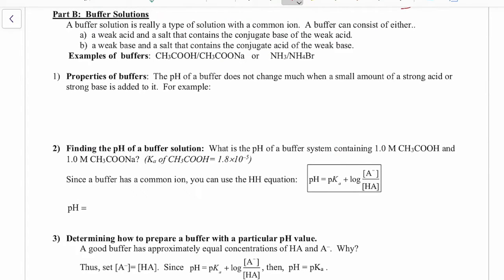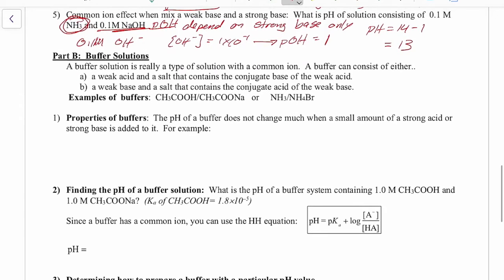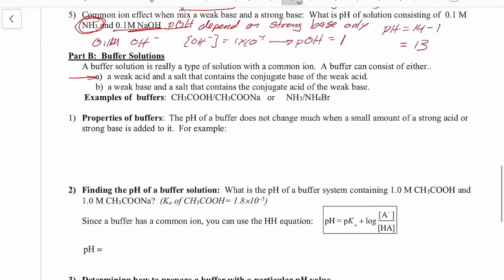All right, now, buffer solutions. A buffer. The reason we call it a buffer is because it's a solution that withstands a change in pH. The reason it's able to do that is because you've got either a weak acid and its conjugate base, or a weak base and its conjugate acid. In other words, you have both acid and base in the solution.